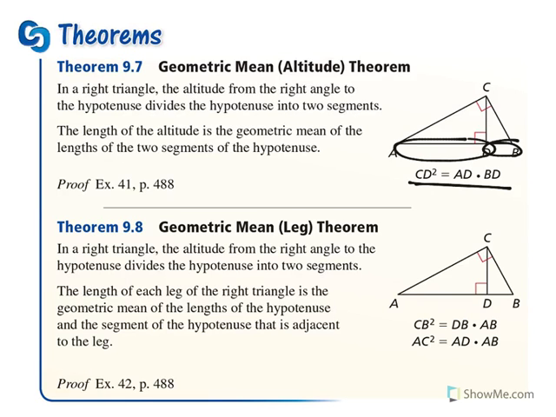Then we also have the geometric mean leg theorem, in which, if we are looking at the legs of our triangle, the leg squared is going to be the closest portion of it multiplied with the whole thing. So I define CB here. It's going to be the closest portion of the bottom leg multiplied with the whole thing. You can use these geometric means if they make sense to you.